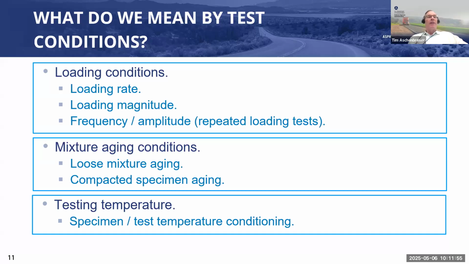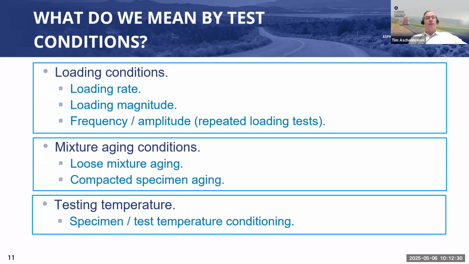But in this webinar, we're going to mainly focus on the aging and the test temperature. We'll have a lot of examples of aging, whether you're looking at the loose mixture aging or compacted specimen aging. There's short-term and long-term aging. Even the new long-term aging procedure has a lot of options and includes options for both the loose mixture and compacted specimen. And the amount of aging will impact those test results greatly, so we need to use care in terms of selecting the appropriate aging conditions.